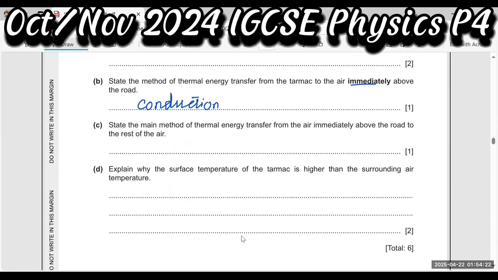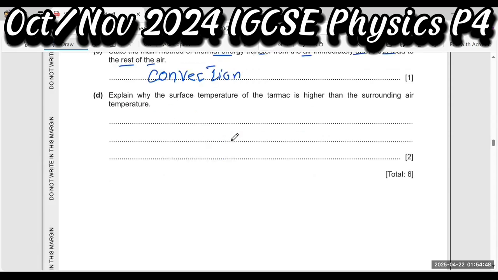So the next question is, state the main method of thermal energy transfer of air immediately above the road to the rest of the air. So in a fluid, air or liquid, the actual movement of particles is due to convection. So this is a second method to transfer heat. D part, explain why the surface temperature of the tarmac is higher than the surrounding air temperature. Volume of the road is very large, so you can write very large volume. This is a second point you can write.